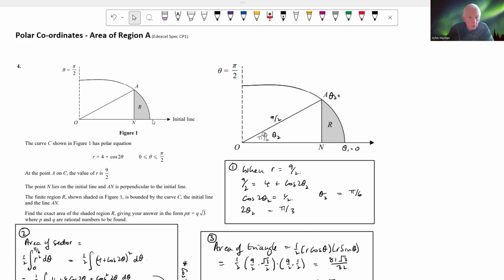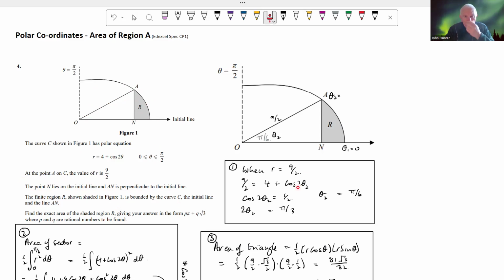Right, so we've got this curve, and it has equation r equals 4 plus cos 2 theta for this first quadrant. And at the point A on C here, the value of r is 9 over 2. So that means that length there is 9 over 2. And the point N lies on the initial line. AN is perpendicular to the initial line. Here we go. And the finite region here is between this perpendicular line and the curve. That's what we've got. And find the exact area of that region.